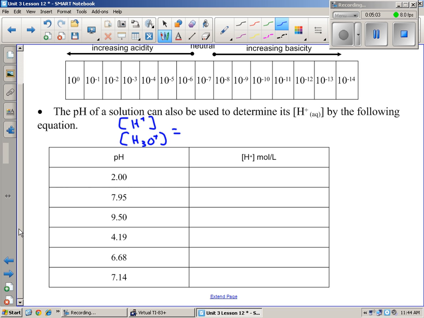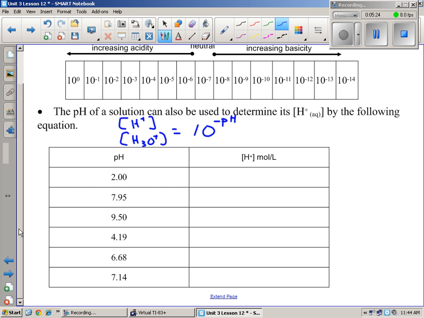Just different definitions. One was H plus, the Arrhenius definition. H3O plus is the modified definition, right? And we're going to talk a little bit about that again today when we write out some equations for these. You would take 10 to the negative pH power, okay?